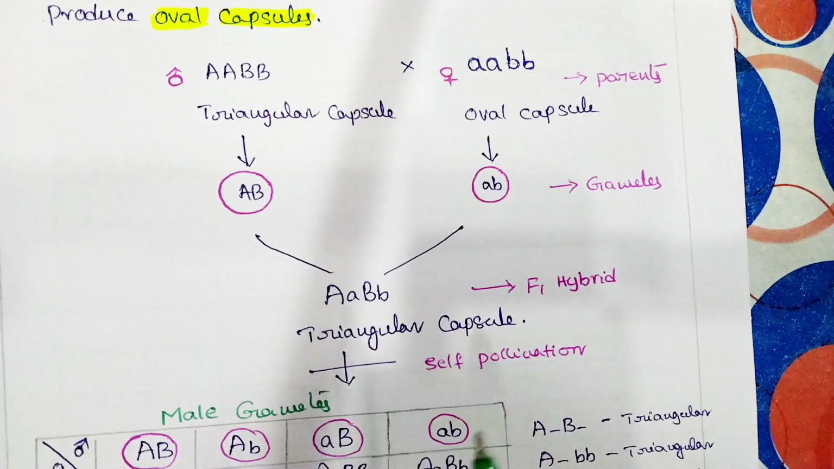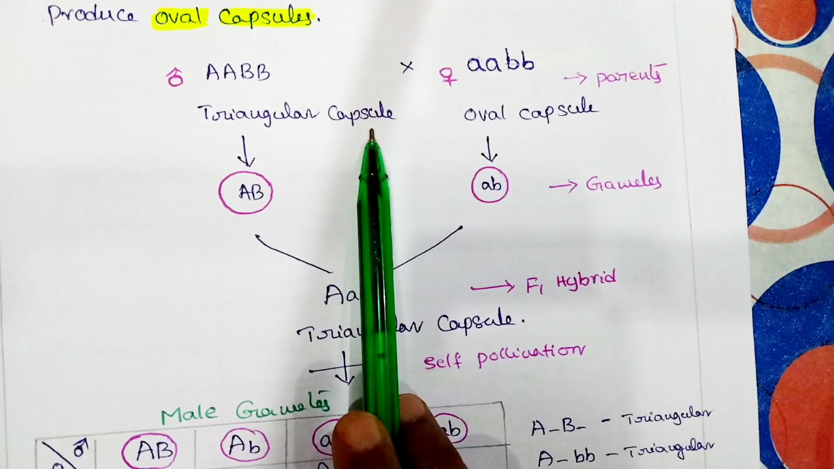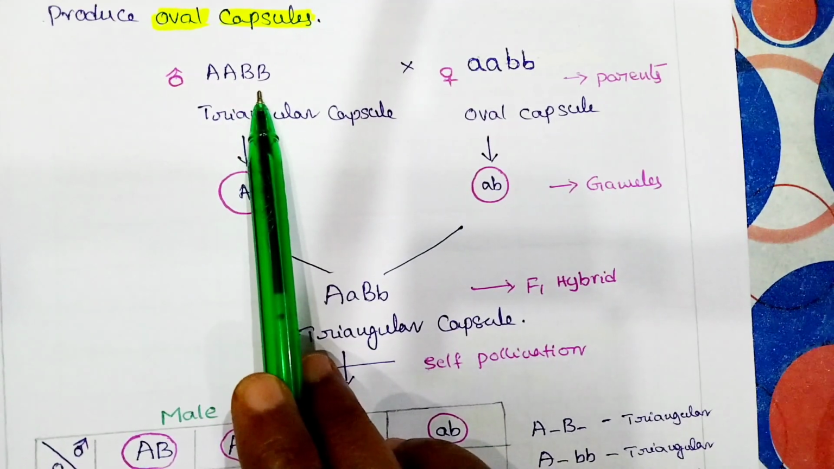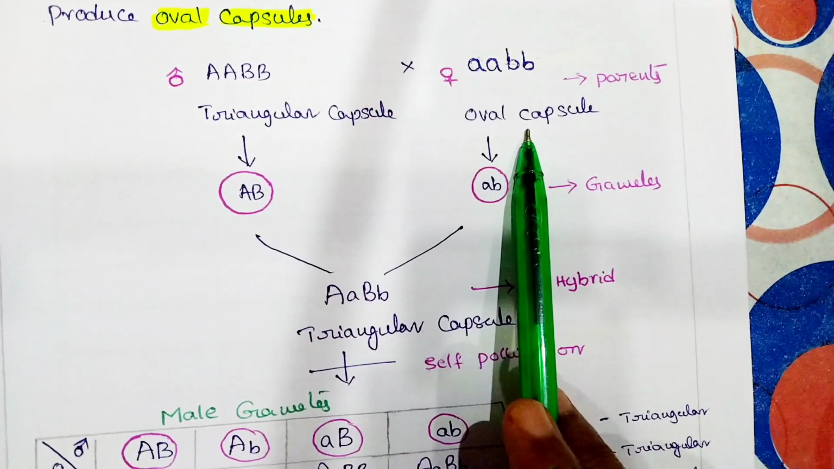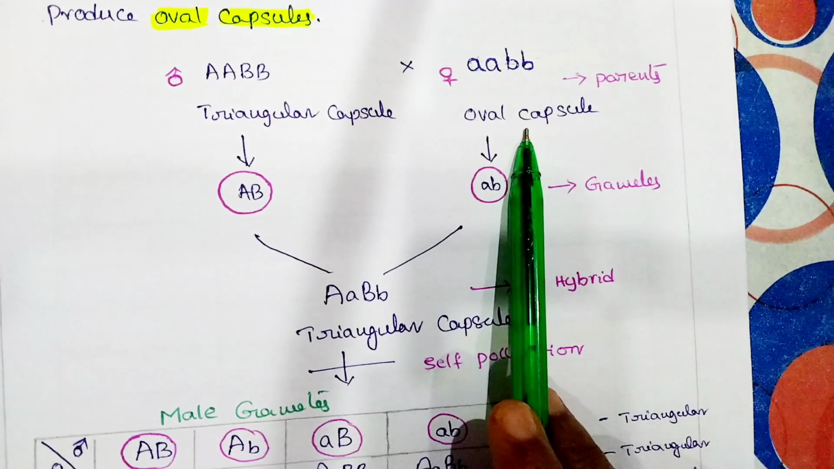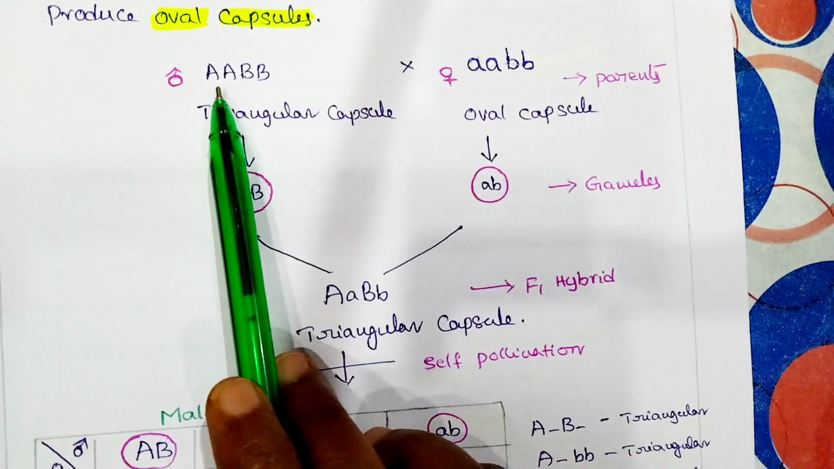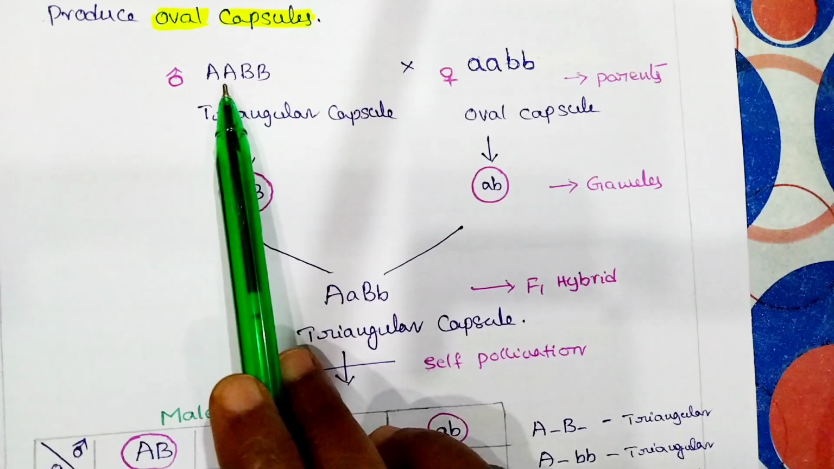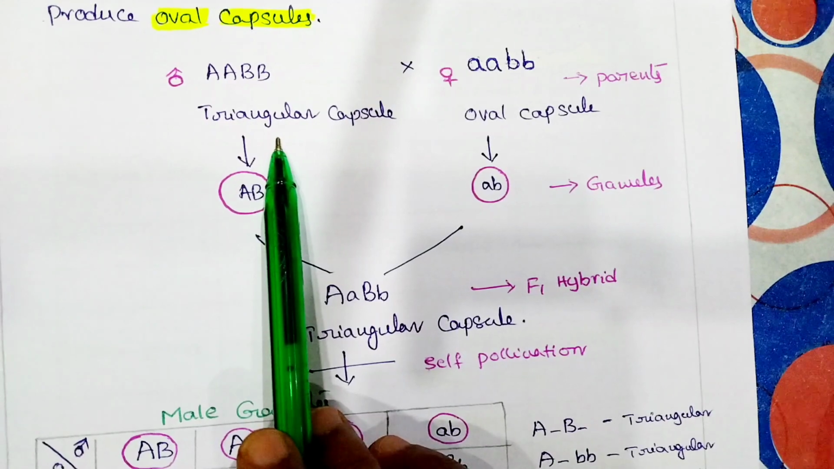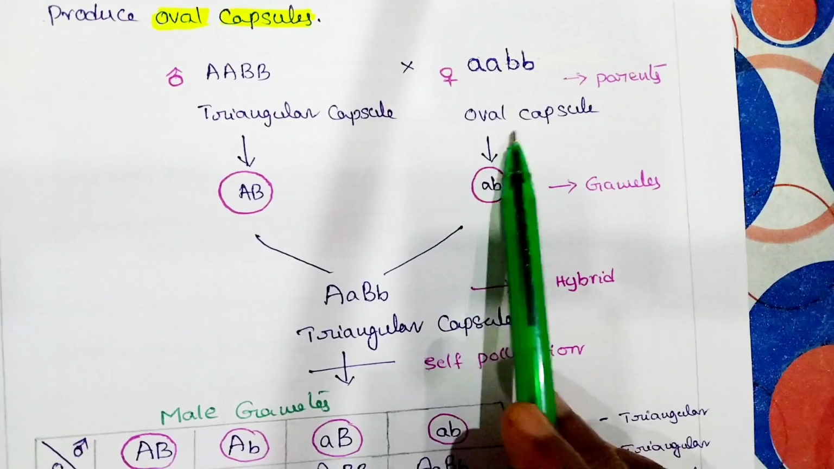Let's see the cross between a triangular capsule shepherd's purse plant with the genotype capital A, capital A, capital B, capital B, crossed with an oval capsule plant with the genotype small a, small a, small b, small b. The phenotype of capital A, capital B is triangular capsule. When they are present in recessive condition, they will produce oval capsule.